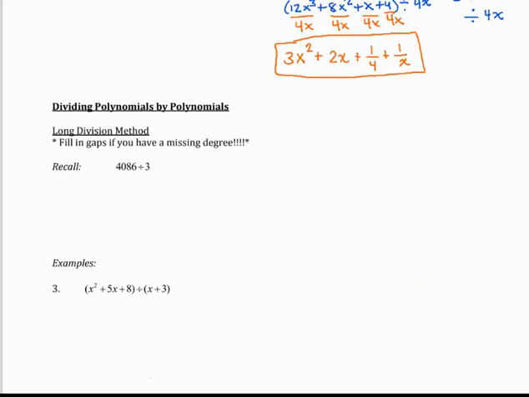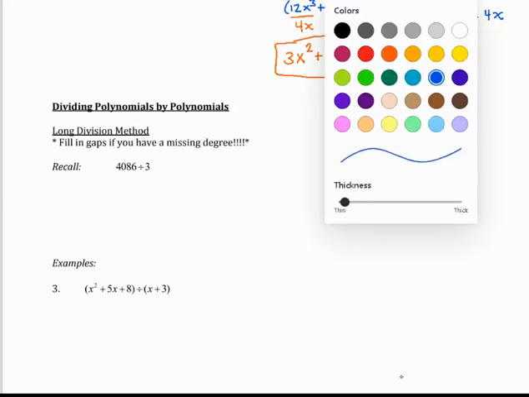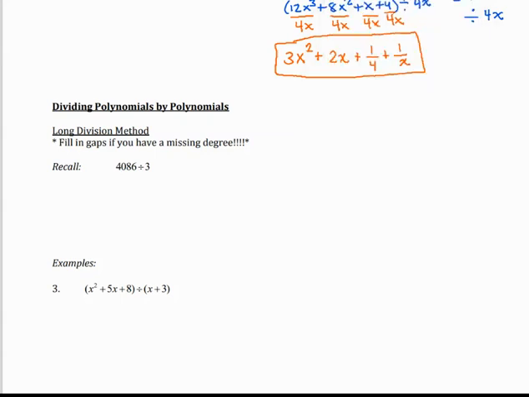Now we're going to look at dividing polynomials by polynomials. And we have 2 methods. We have long division and synthetic division. So let's first review our long division. Long division in general, remember, in this example, without any polynomials, we're dividing 4,086 by 3. So the first thing we say is, how many times does 3 go into 4? Or 4 divided by 3 gives me once.